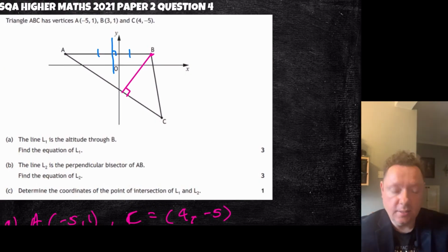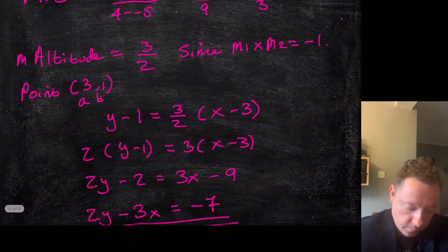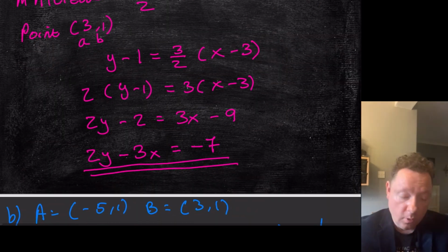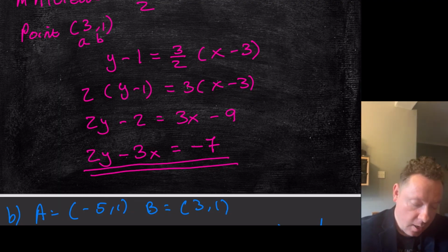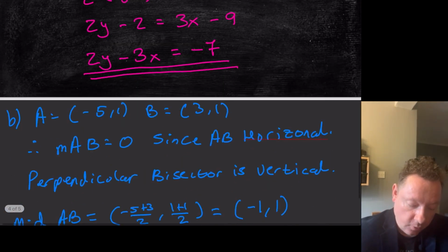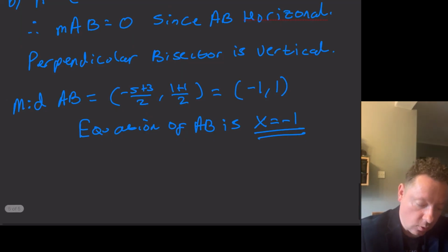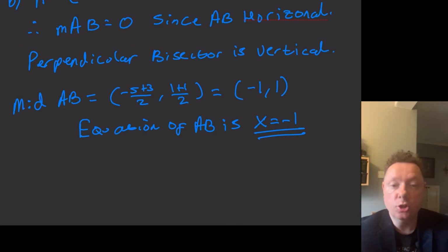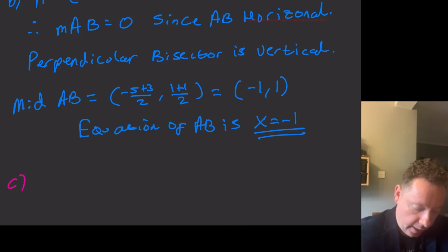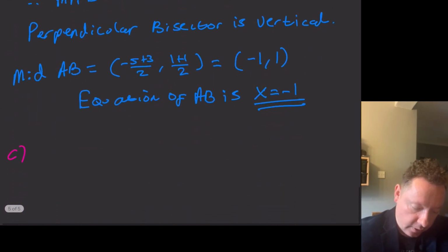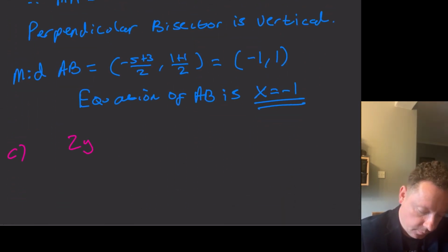Part C says determine the coordinates of the point of intersection between L1 and L2. Well, this is an easier one than normal. Normally you get two simultaneous equations to solve, both with x and y's, but this time we've just got an x and y in the first one, but we know what x equals. So it's simultaneous equations by substitution. So let's write down our equations again. We've got 2y minus 3x equals minus 7. And we've also got x equals minus 1.